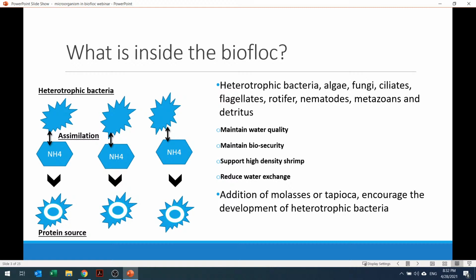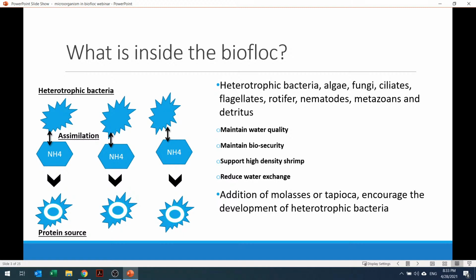In the aquaculture industry, molasses is a product that has been used widely. The use of molasses or any carbohydrate as the source of carbon in biofloc will help to encourage the development of heterotrophic bacteria. Sometimes, when the farmer has a high ammonia issue in the system, they will dose the molasses so that the bacteria can duplicate and work efficiently to remove the ammonia compound.